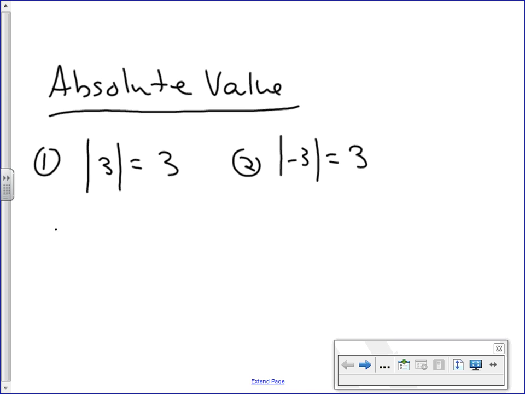The one other one that sometimes people forget about is this one. The absolute value of 0 is 0. Okay, not a negative. Some people say absolute values are always positive. That's not quite true. Absolute values are never negative, is actually what's true, but they can be equal to 0. Okay?